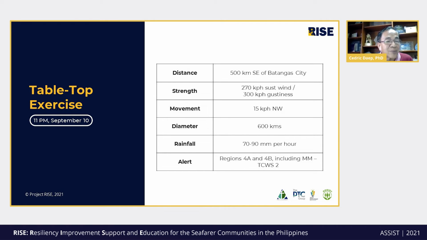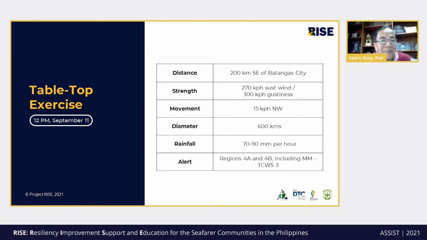Including coordination for support from external organizations, kasama po yan dyan. There comes another bulletin issued by Pag-asa, bulletin number 9, 12 p.m., September 11, 2021, meaning midnight, 12 p.m. That according to Pag-asa, based on satellite and surface data, as of 11 p.m., September 11, 2021, the typhoon is now just at a distance of 200 kilometers southeast of Batangas City.